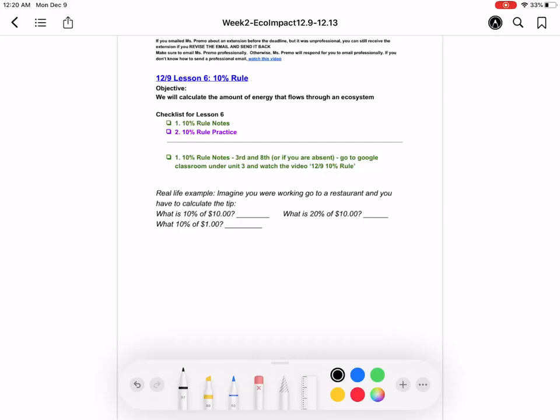So in this video, we're going to be going over the 10% rule, and this is how energy flows through an ecosystem. Before we get into how it applies to an ecosystem, we're going to practice how to calculate 10%. This is a super useful skill just to calculate 10%.